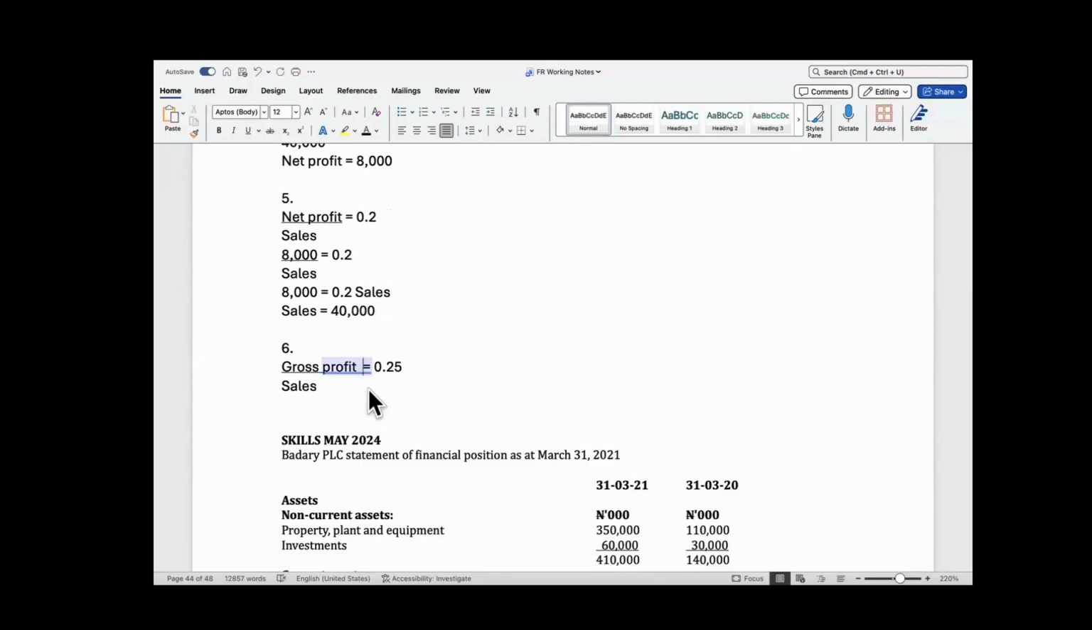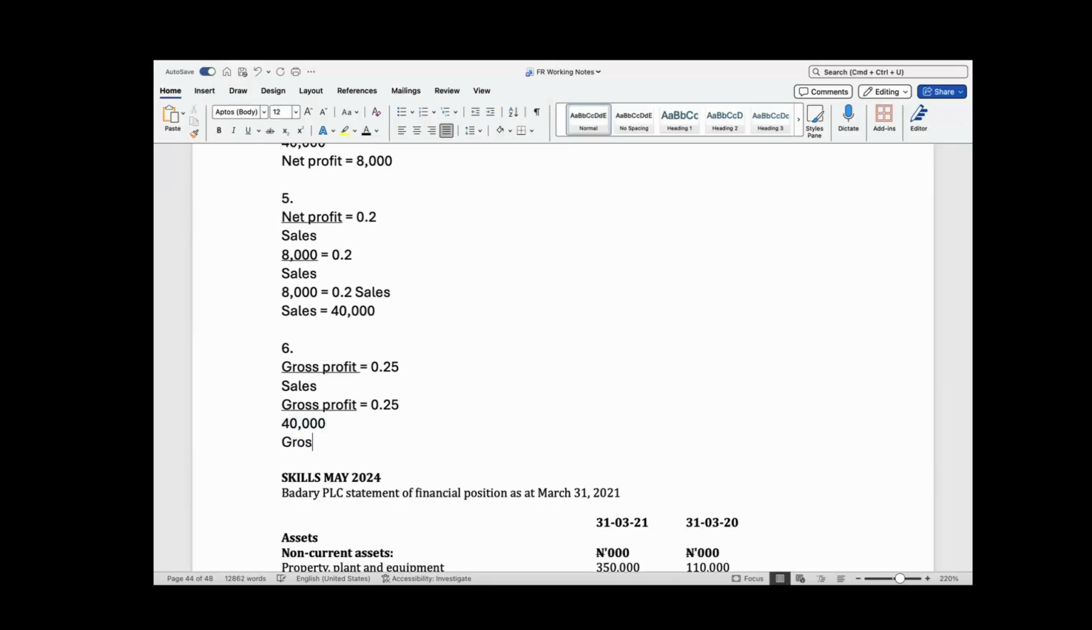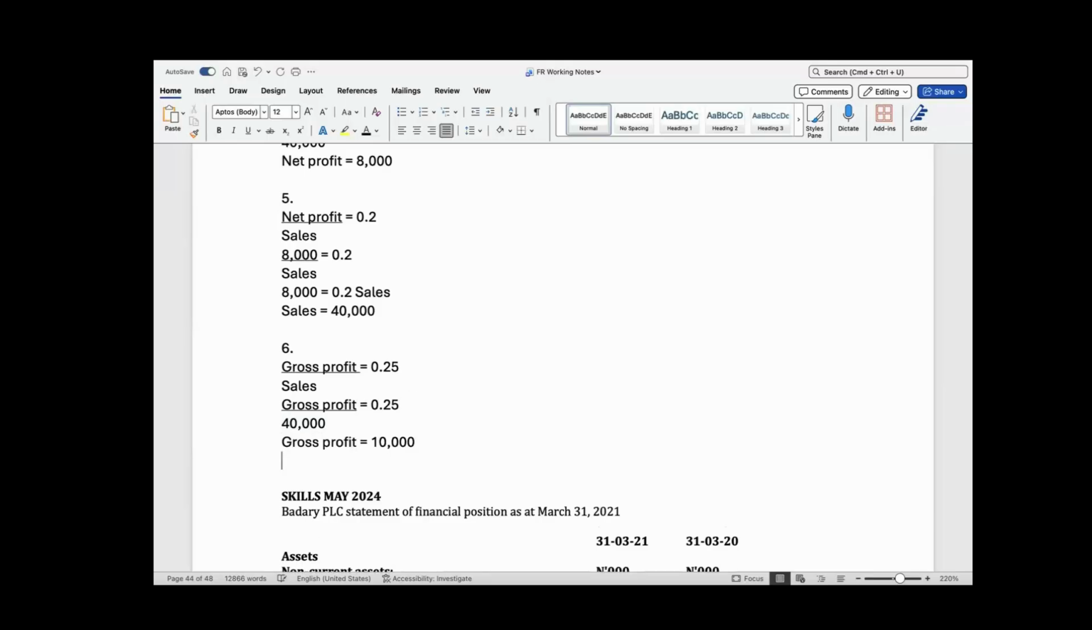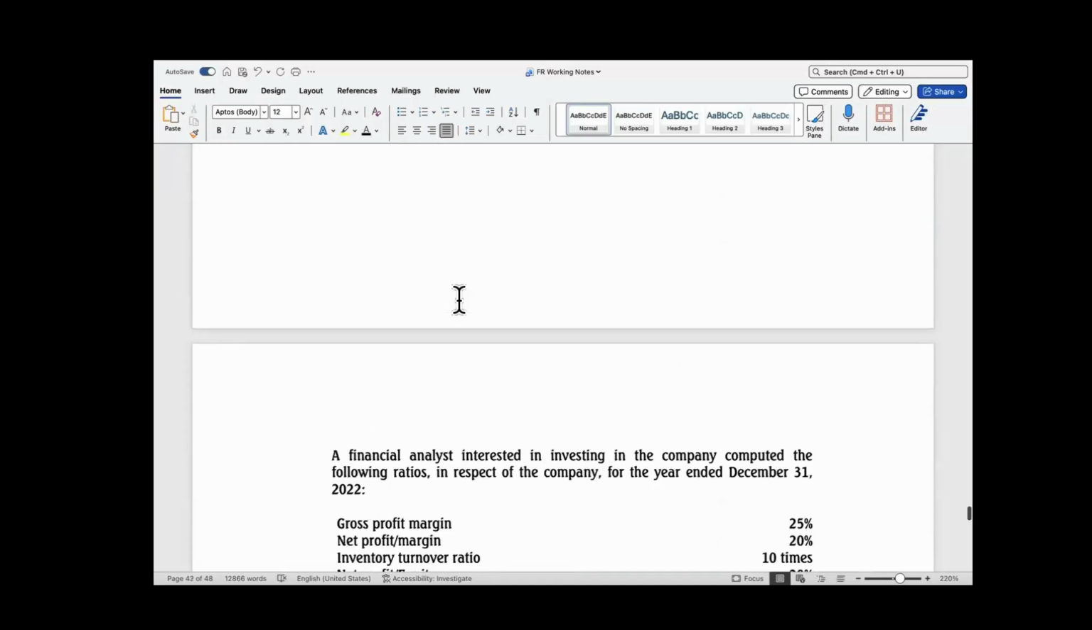So what's my gross profit here? I don't know. That's what I want to get. But I know my sales. My sales is 40,000, so gross profit over 40,000 equals 0.25. If I cross multiply, my gross profit is simply 10,000.